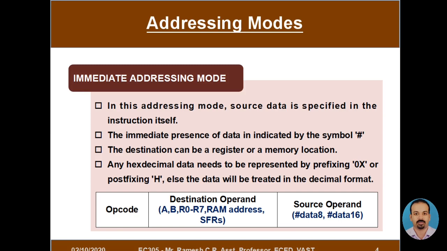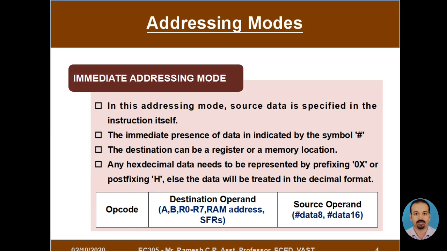So any of the registers can be the destination operand, but the source operand will always be the immediate data, or the data specified directly. And to indicate that it is an immediate data, we use the symbol hash before the value.